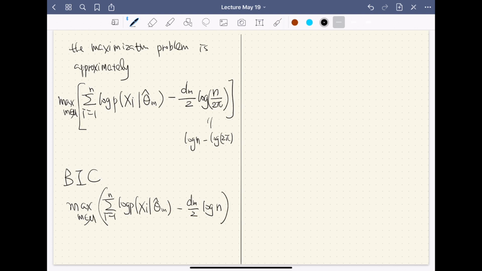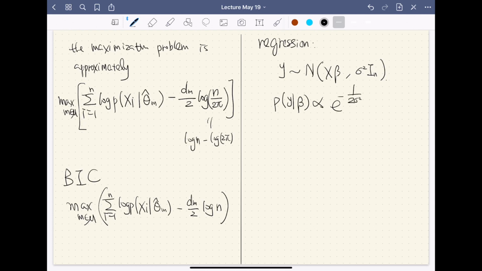Now, what people usually do is to apply the BIC to a regression problem. Let's then take a look at what formula we are going to get. So in a regression, we have the Gaussian likelihood function. This is the Gaussian linear model. Y is distributed by a design matrix X of size n by p times the regression vector beta of size p, with the covariance matrix sigma squared times identity. Okay, then the likelihood function of this problem is proportional to e to the power of negative 1 over 2 sigma squared times the L2 norm squared of y minus x beta.